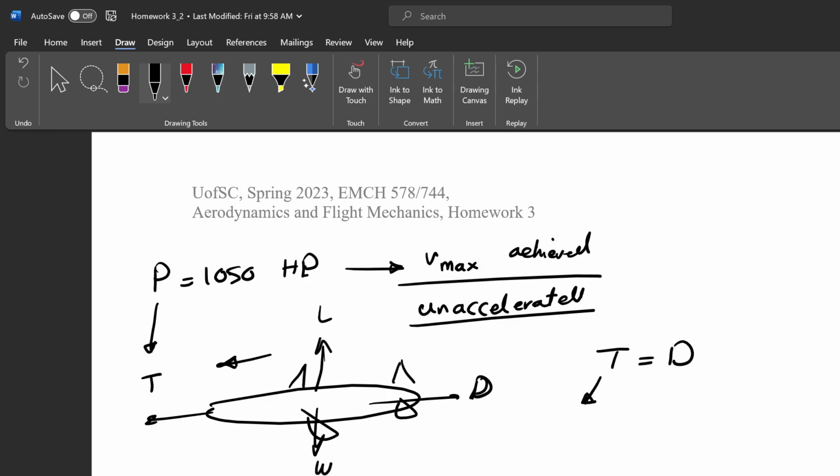So we can actually find the drag by finding the thrust. But what is the relationship between thrust and power? Power is joules per second or watts. What is thrust? Newtons, right?